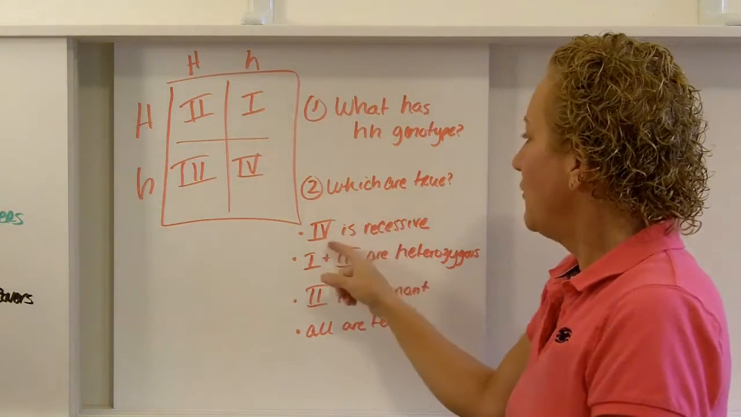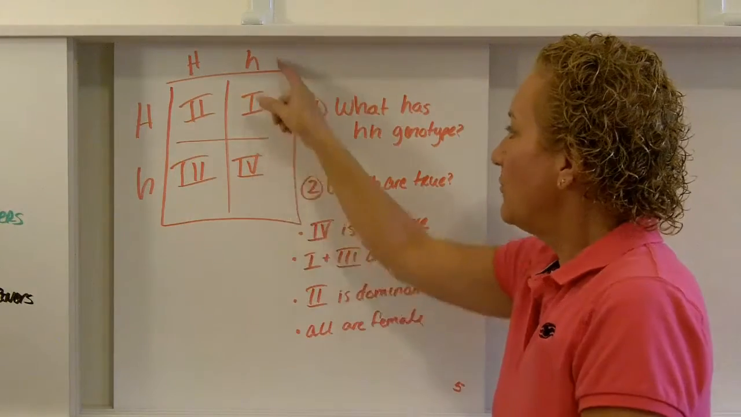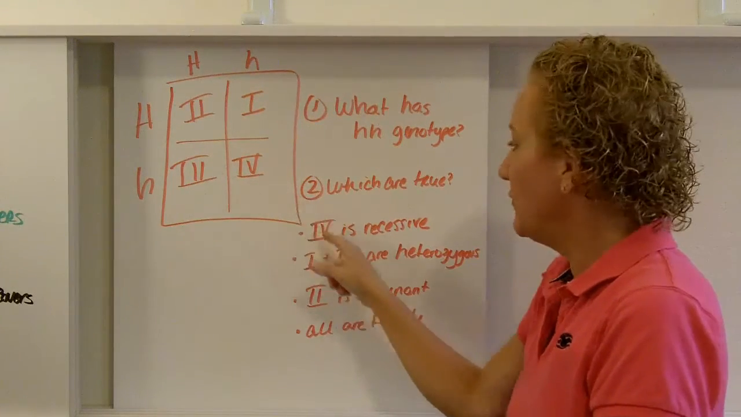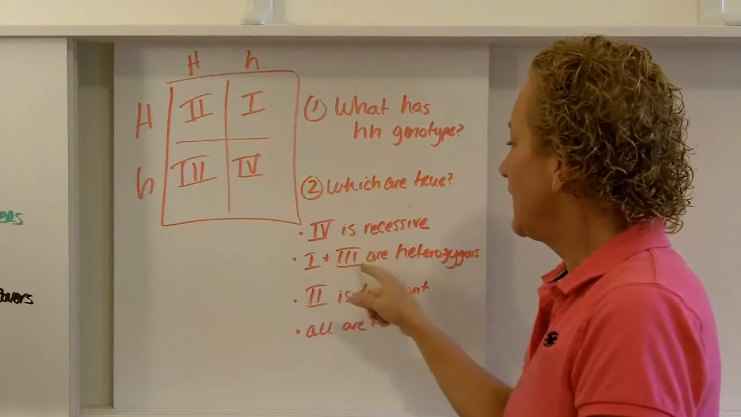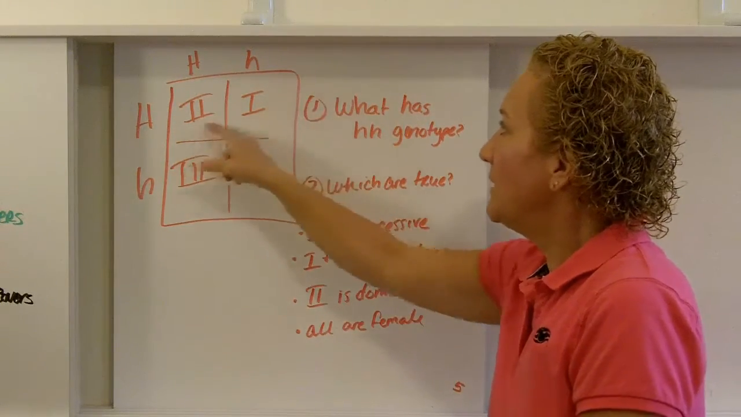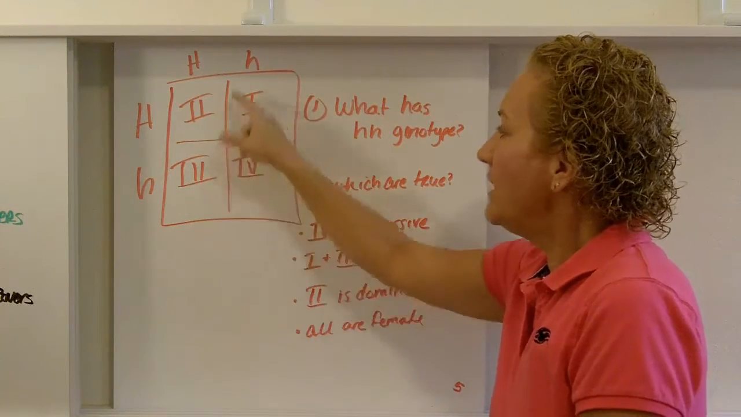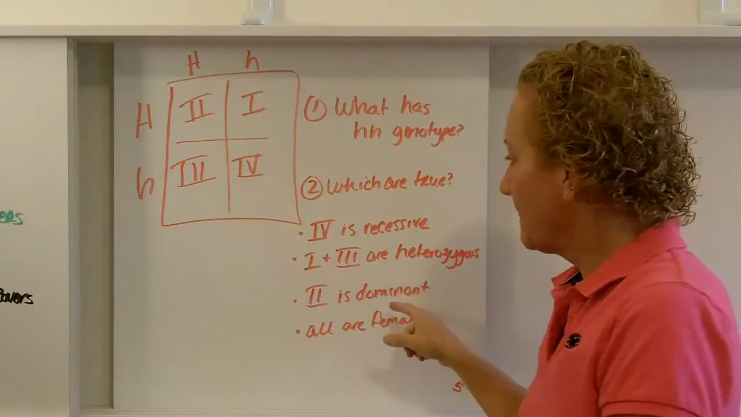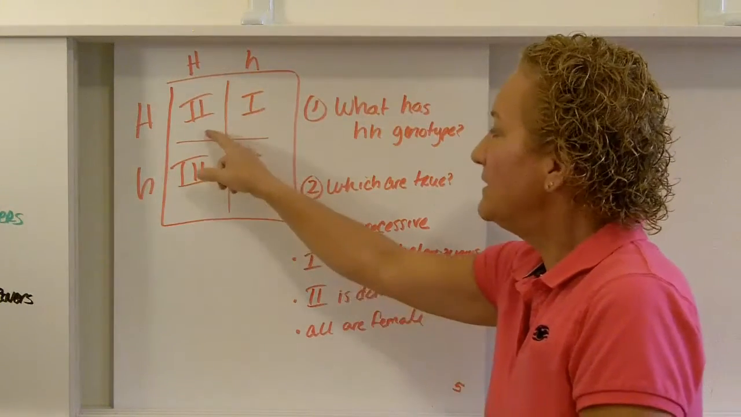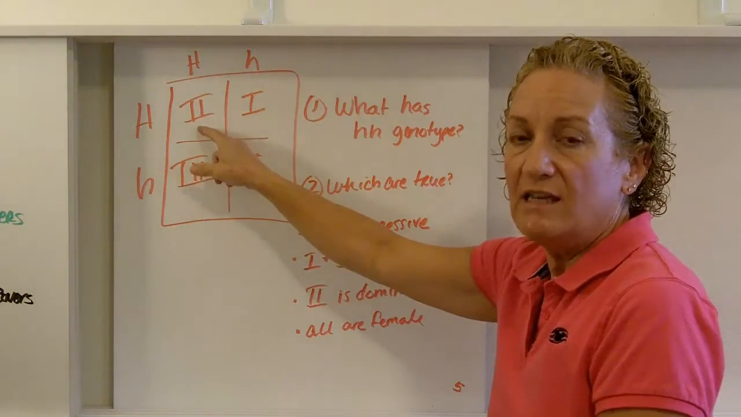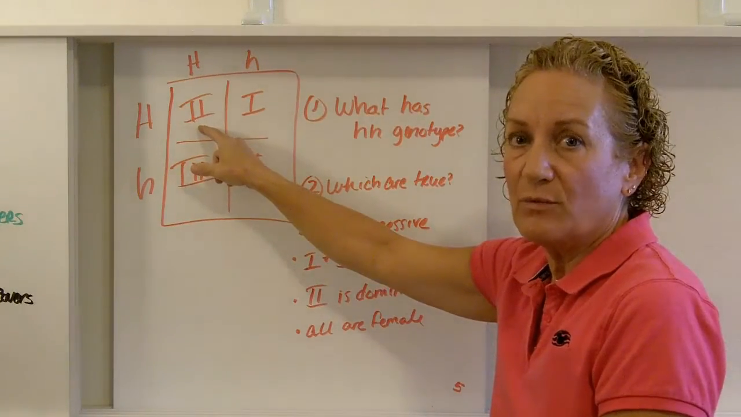Okay, so let's go over this. 4 is recessive. Well, it has to be recessive if it has lowercase, lowercase. So that is true. 1 and 3 are heterozygous. Heterozygous means different. 1 is going to be an upper and a lower. 3 is going to be an upper and a lower. They are indeed heterozygous. 2 is dominant. Upper and upper, absolutely, that will show the dominant trait. In addition, that is homozygous or purebred.